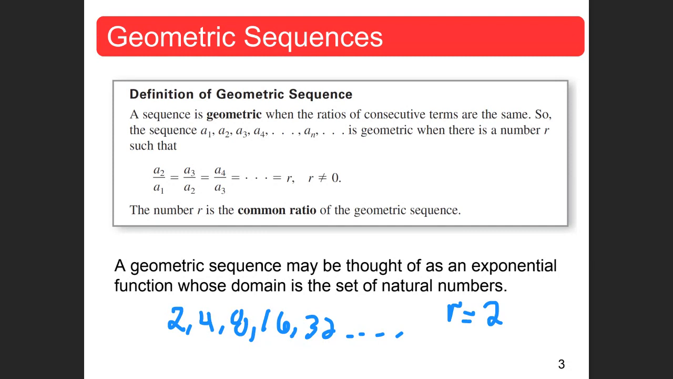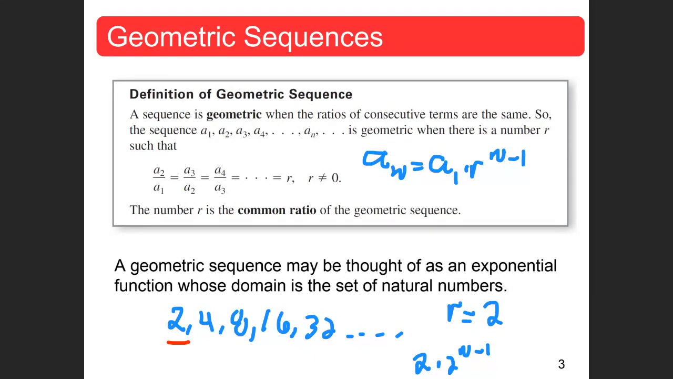So in order to write an equation for a geometric sequence, super simple. Your function, a sub n, is equal to a sub 1 times r to the n minus 1 power. That's it. So in this problem, my first term is 2, my ratio is 2, so 2 times 2 to the n minus 1 power. Now, does it work? Why do we use the n minus 1 power instead of just n?